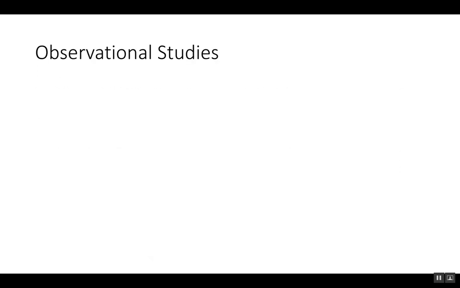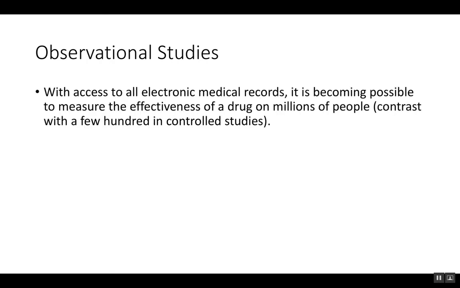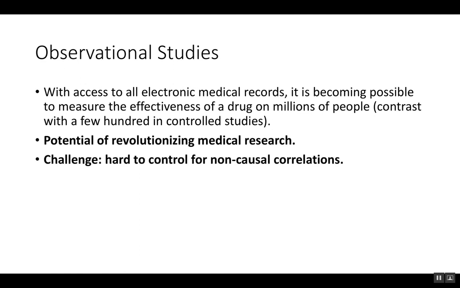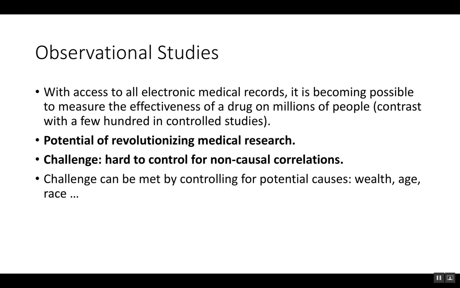On the other hand, nowadays we have more and more the ability to do observational studies. We have access to medical records. It is becoming possible to measure the effectiveness of a drug on millions of people as compared to a few hundred in controlled studies. So the potential is for revolutionizing medical research. The challenge is that it's hard to control for the non-causal correlations. The challenge can be met by controlling for potential causes like wealth, age, and race, so we can do a more sophisticated data analysis.